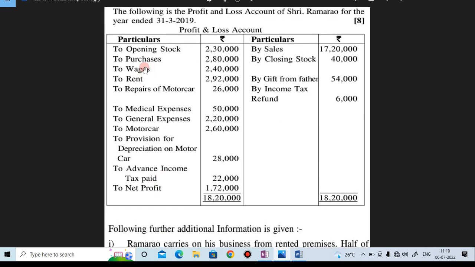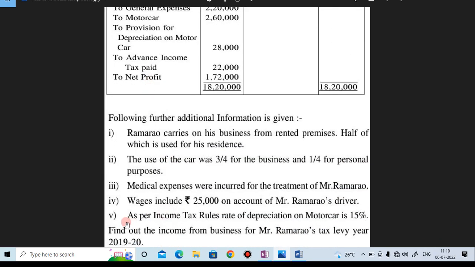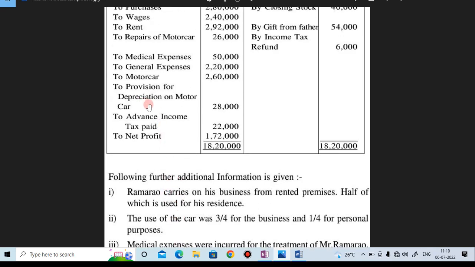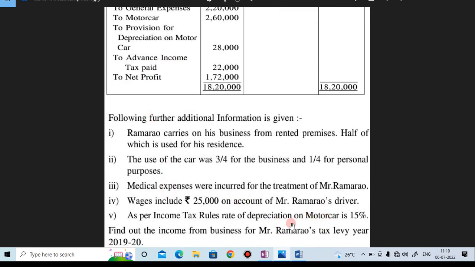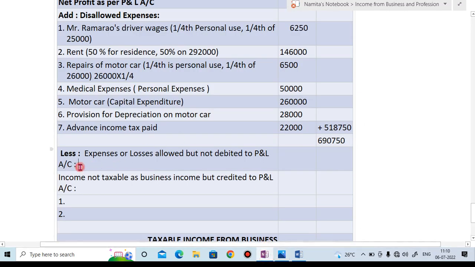Now see, rent we have already taken, then 3/4 for car was used for the business, medical expenses, wages is also given in the debit side. Okay, now the fifth adjustment: as per income tax rule, the rate of depreciation on motor car is 15%. This depreciation is not related to the specific depreciation; it is related to provision for depreciation. So this depreciation we have to deduct here, that is, less expenses or losses allowed but not debited to profit and loss account.